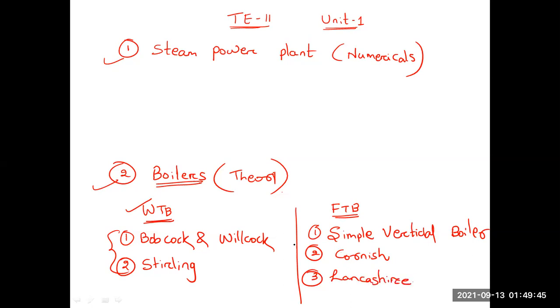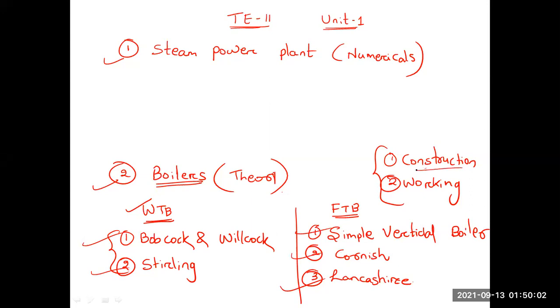And what do you have to study? First, you have to study the construction details. The second part is the working principle. Everything is there in the notes. We just study these 5 types of boiler. It is completely theory. You have to analyze the diagram and learn the working principle of these 5 types of boiler: 2 types of water tube boilers and 3 types of fire tube boiler. So there is no need to study anything else from this boiler part.